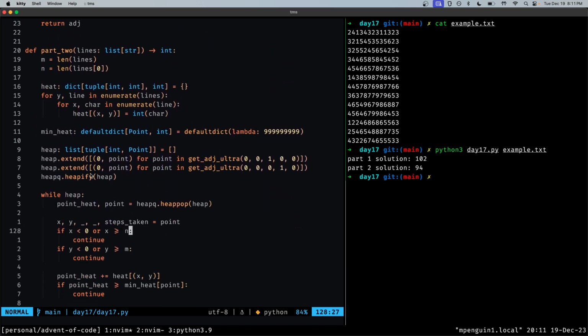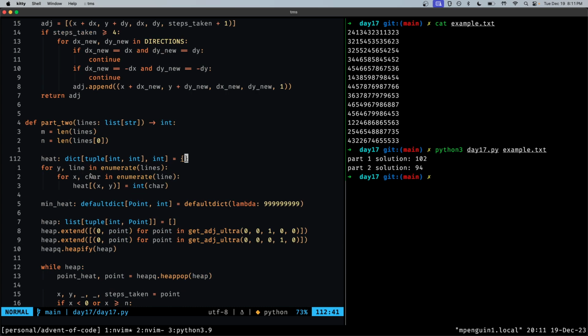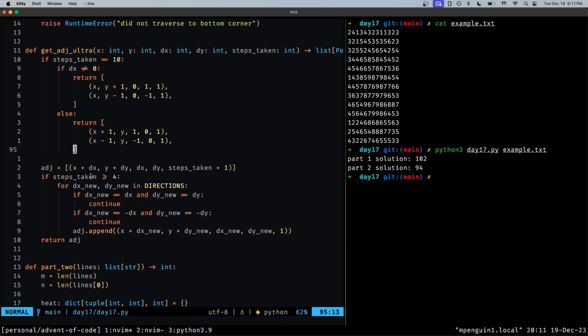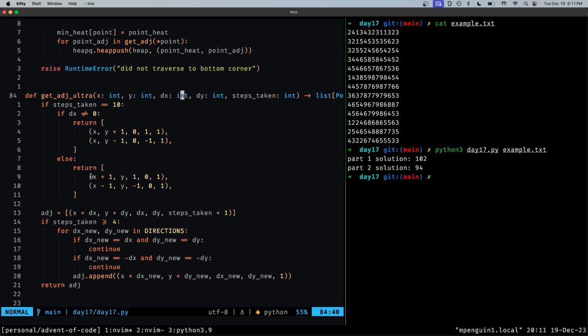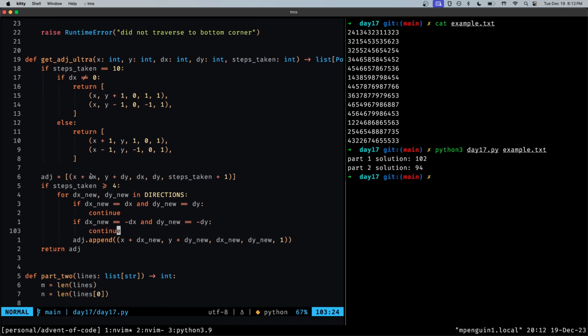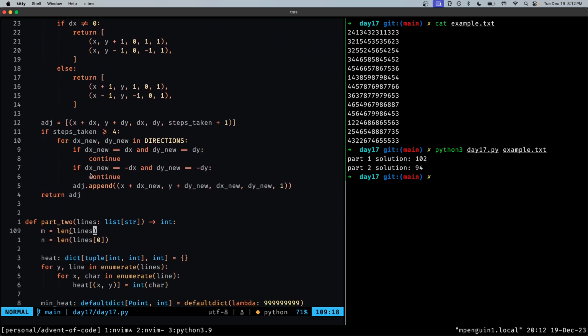Essentially, our problem is almost exactly the same. The differences are that we use a different function to get the adjacent points because we run out of steps. I sort of flipped around. Instead of using steps remaining, I do steps taken, just because I thought that was a little bit more intuitive for the second part. So if we've taken 10 steps, we must turn. Then, if we've taken greater than 4 steps, we're allowed to turn. We can still go straight.